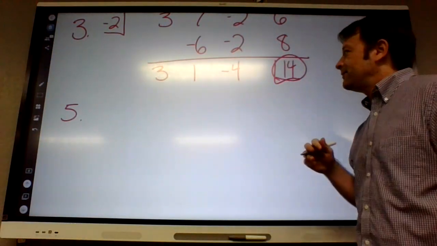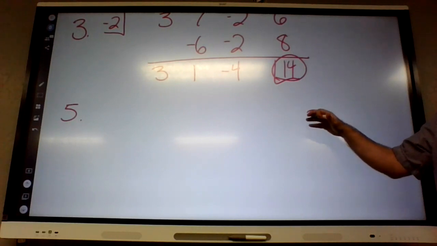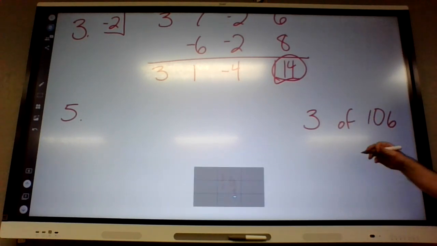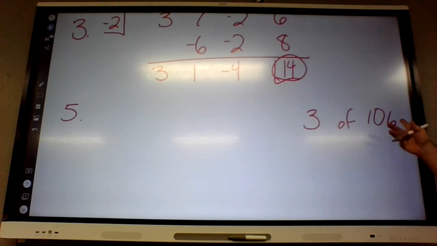How can we tell if something is a factor or not? Is 3 a factor of 106, for example? How could I tell? You divide, and then how can you tell if it's a factor? If I asked you, is 3 a factor of 106, how would you figure it out? You guys know what a factor is? Maybe we should back up a step. What's a factor? It's something that multiplies into something else.